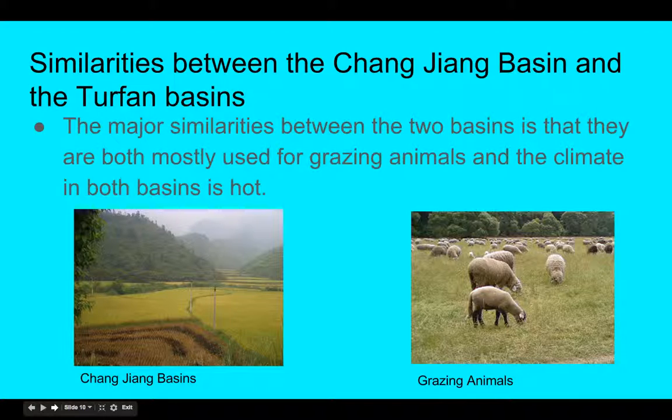So we'll do some comparisons here. We'll talk about the Chang Basin. We might pop around a little bit, but that's okay. So we'll talk about some similarities between this basin and the Turpan Basin. And I think there's a couple of other slides that talk about this too. They both were mainly used for grazing animals, and the climate in both basins is really hot. Later on, we see that farming was developed, particularly in the Chang Basin. Because of the moist weather, they were able to raise a lot of things like rice.